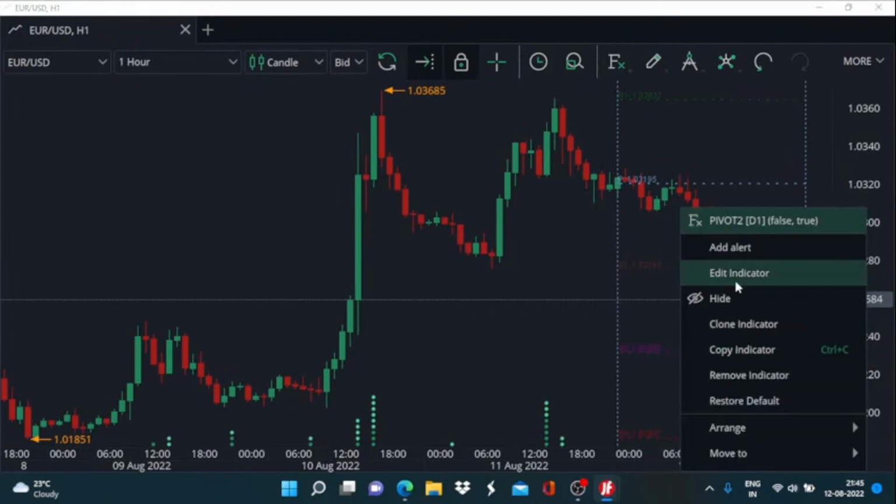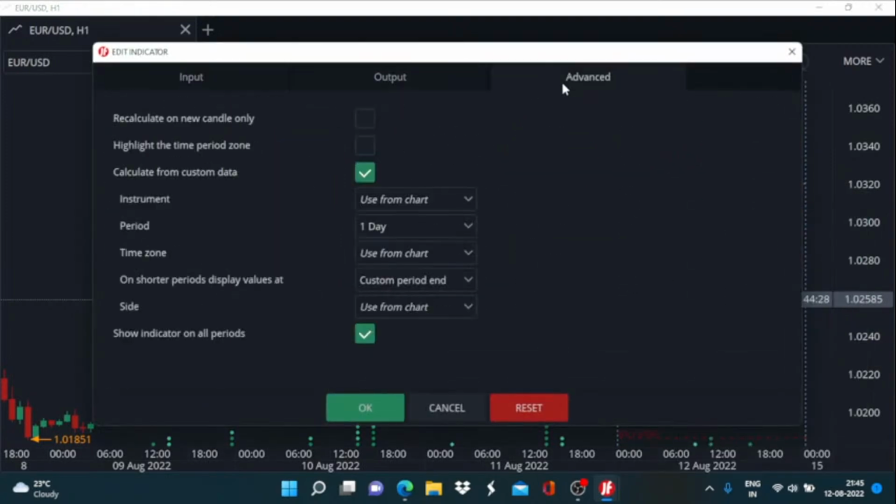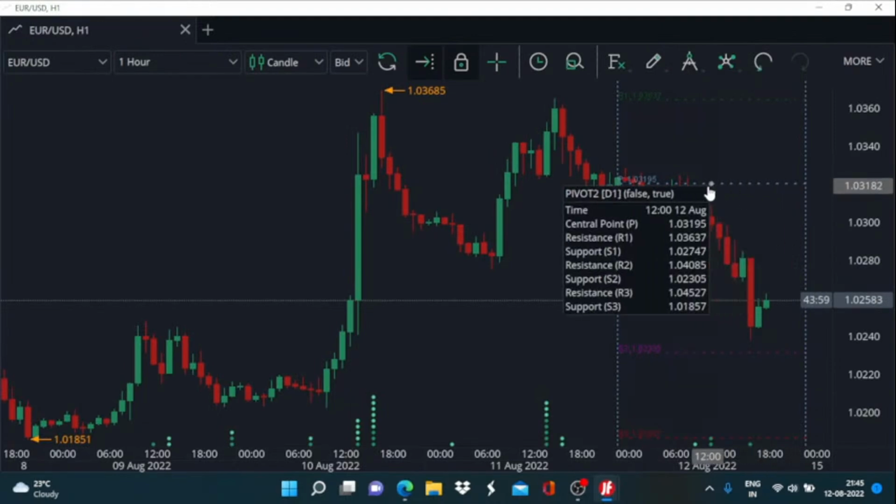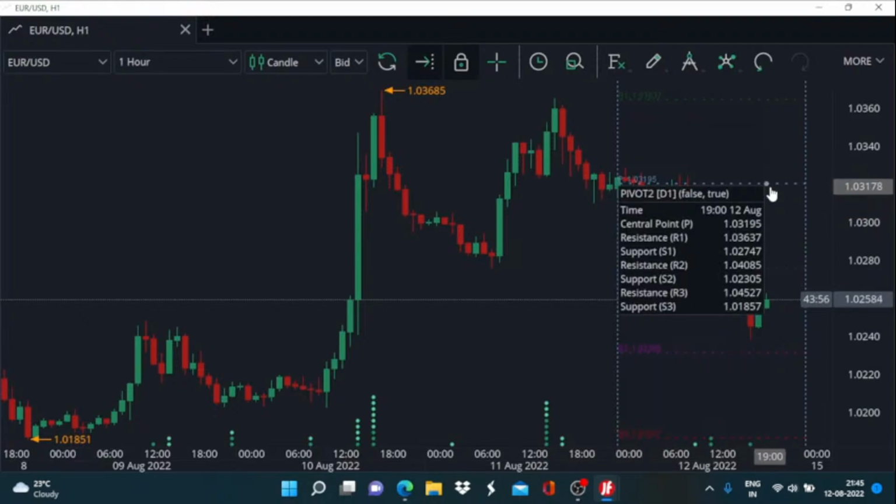Now coming to the editing window again, we can define this indicator to remain constant for the calculation period. If we opt for this recalculate on new candle only, then it will remain valid for the whole of the candle period and it won't be changing anytime. And if you want the calculation period to be highlighted, you simply have to opt for this highlight the time period zone, and whatever is the calculation period, it will be highlighted. So this is for the day. So we will have this in the highlight. All right.